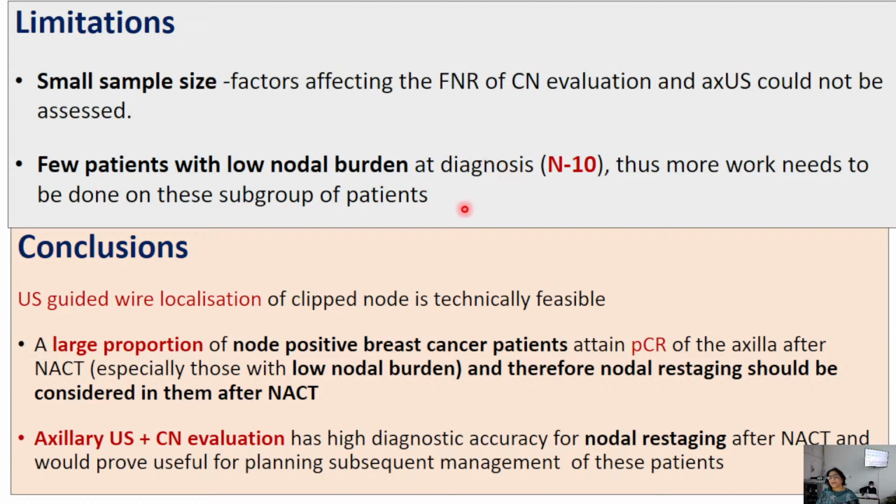Particularly the patients who are likely to actually benefit the most. These are the ones which are having low nodal burden. Unfortunately, we had only 10 patients in that subgroup. Had we had more, we would have more conclusive evidence to support what we are saying.